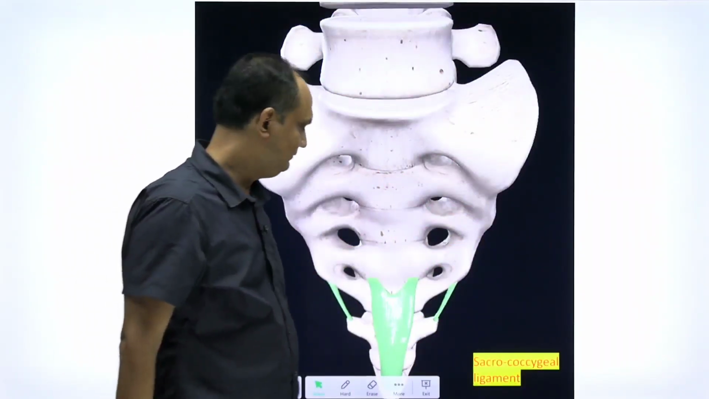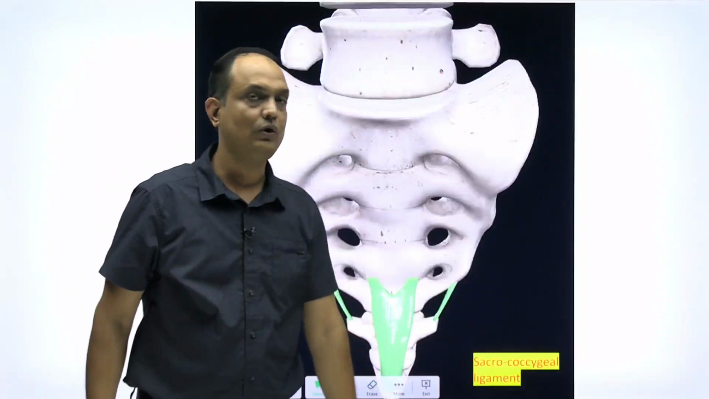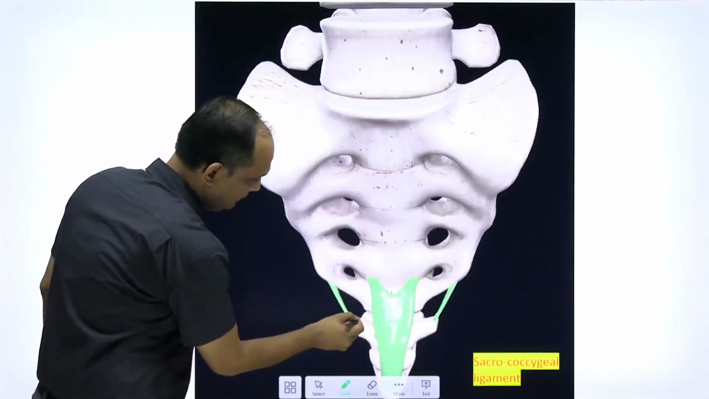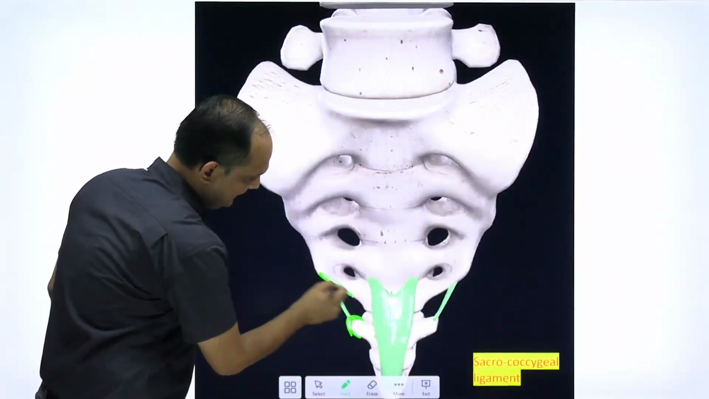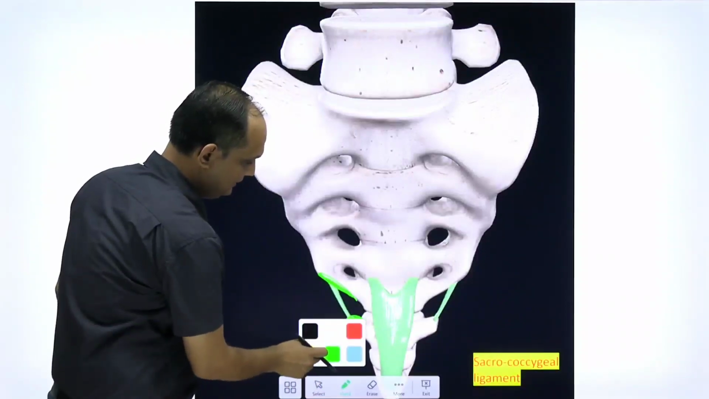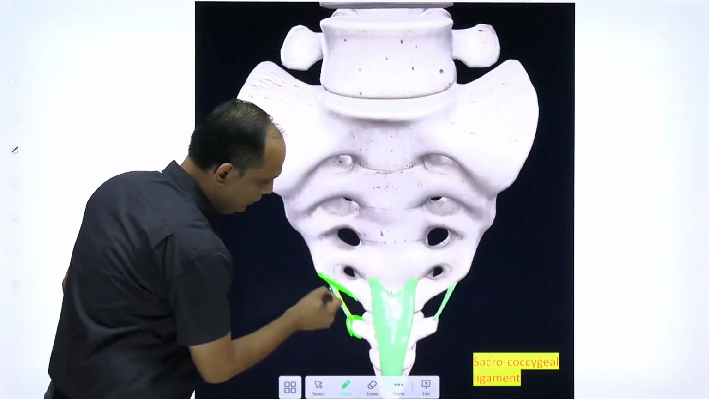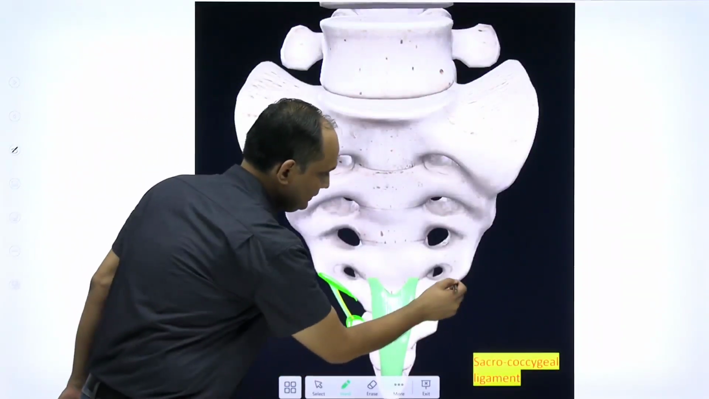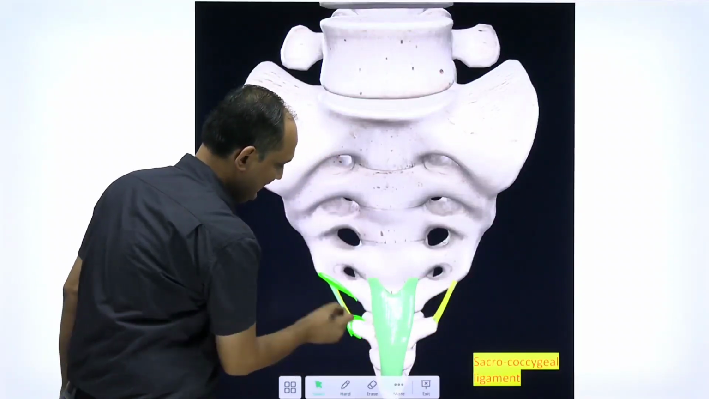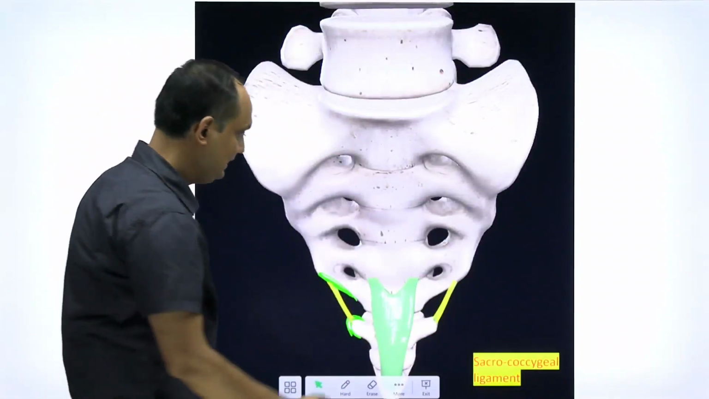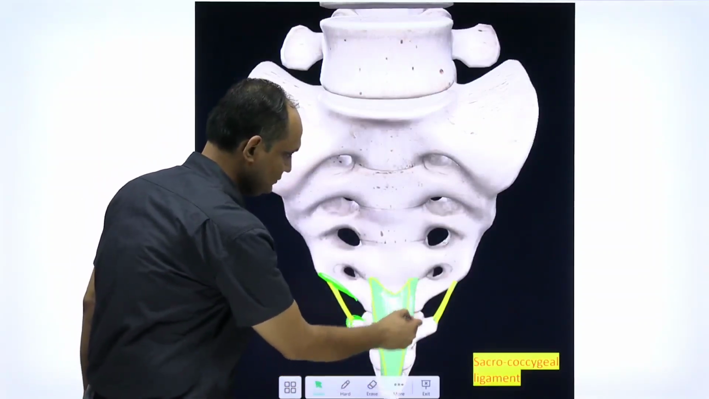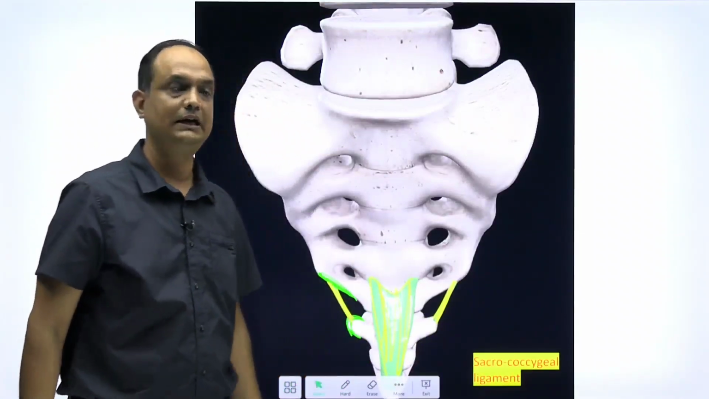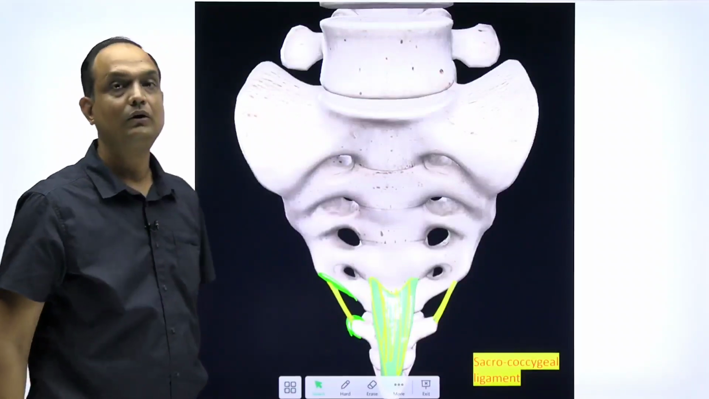Now you have one more ligament known as the sacrococcygeal ligament. The sacrococcygeal ligament is present between the coccyx and the lower end of the sacrum. It is two in number, one on each side. What you are able to see here are the lateral sacrococcygeal ligaments. And there is one more, the ventral sacrococcygeal ligament, which is a midline ligament. These sacrococcygeal ligaments connect the lower end of the sacrum with the coccyx.